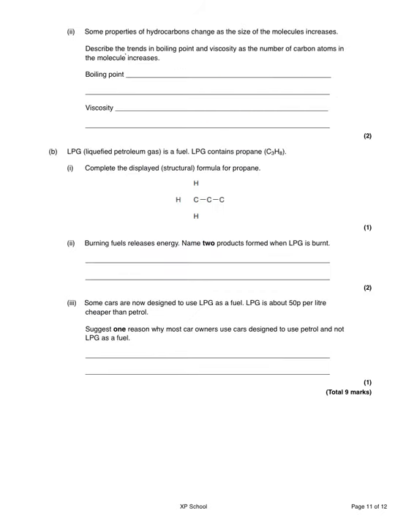Okay, describe the trend. A trend is a pattern in boiling point and viscosity as the carbons increase. So as the carbons increase, the boiling point increases and the viscosity increases. This means it gets more gloopy.